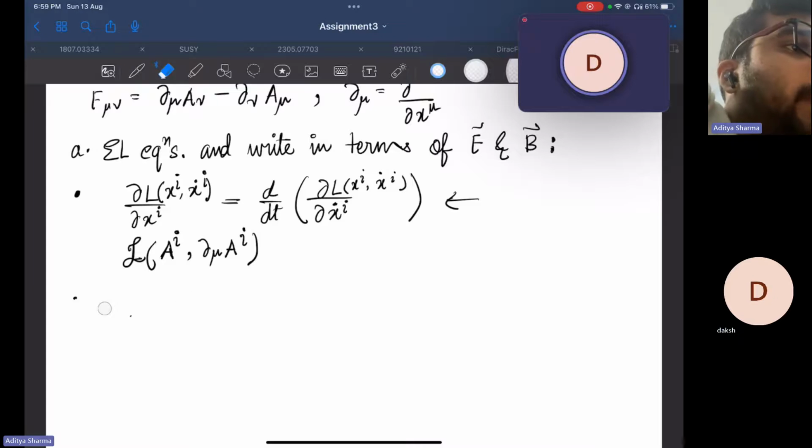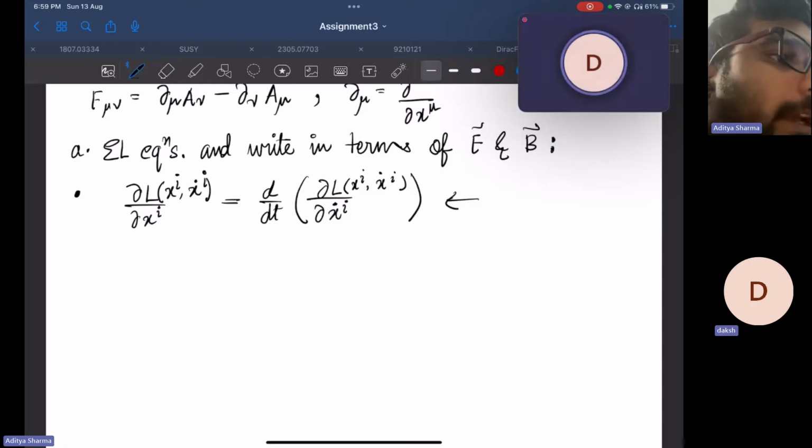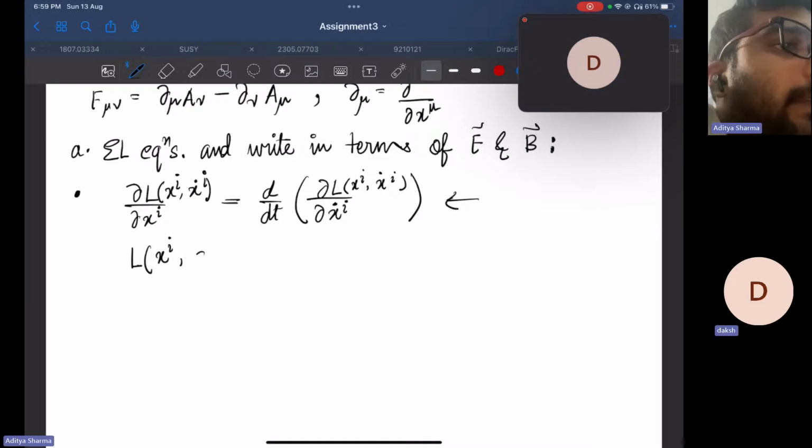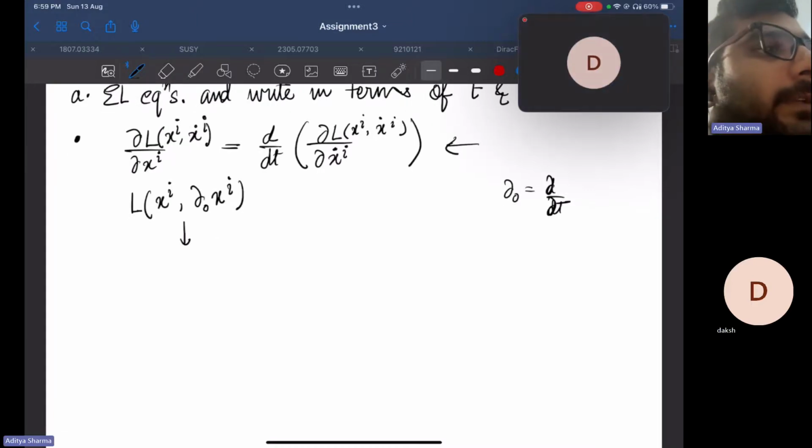Look, what has happened? I'll tell you. Look, this x dot is what? Okay, this is this Lagrangian. Now I will write x dot as dou zero, because dou zero is equal to d/dt or dou t, of x i. Now we want to go from here to Lagrangian curly L, which is now a function of dou mu A i.